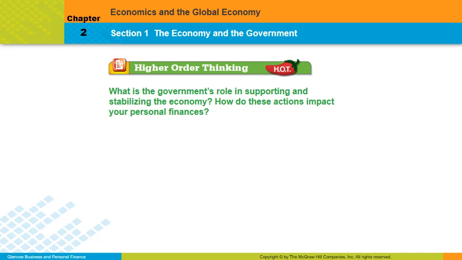Our enduring or essential question is, what is the government's role in supporting and stabilizing the economy? How do these actions impact your personal finances?